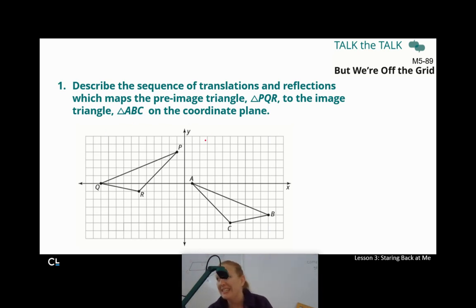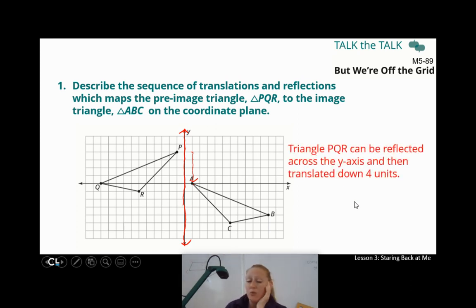So I realized that the distance from P to the y-axis is the same as the distance from A to the y-axis. So I was like, hey, the y-axis is my line of reflection. So I have the y-axis as a line of reflection, but I also realized that we went down, right? How much? If I just reflect, I should be up here, but I ended up going 1, 2, 3, 4 units down. So it looks like I need to reflect over the y-axis and then translate down 4 units. That would give me my new shape.